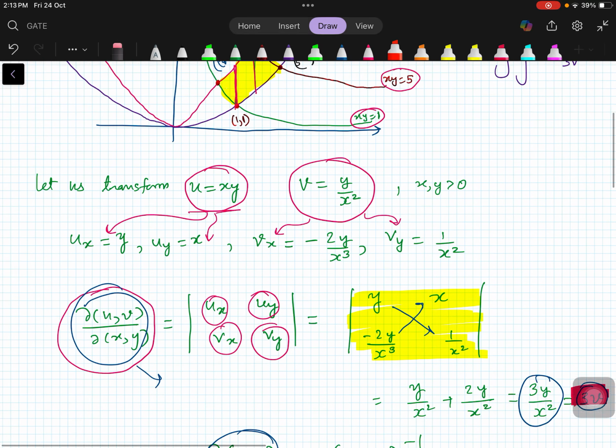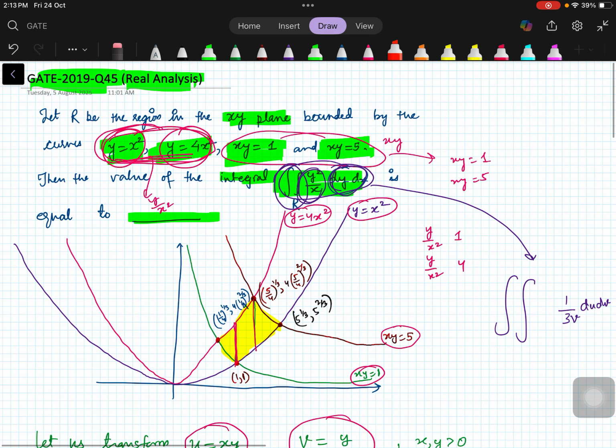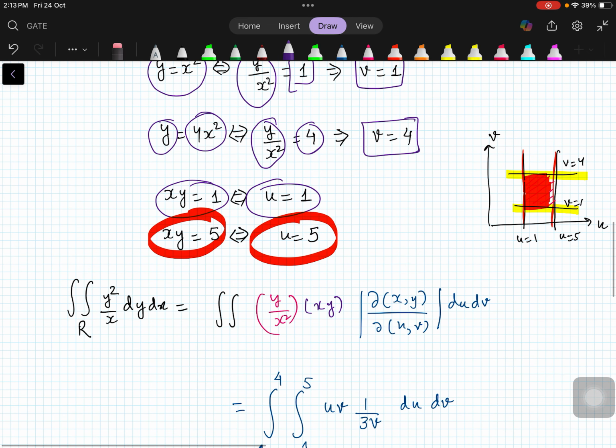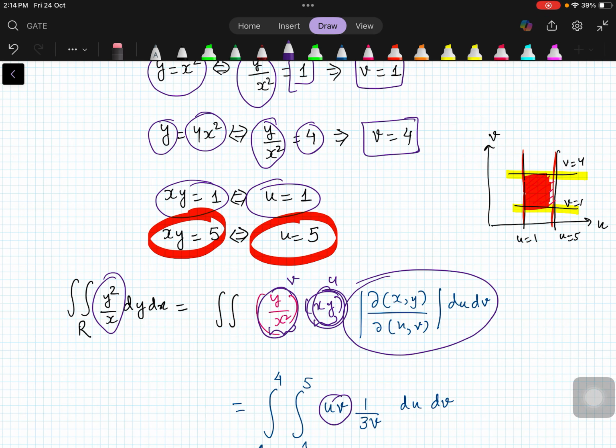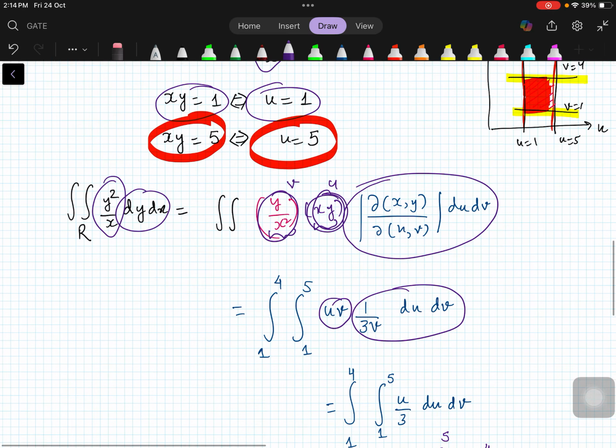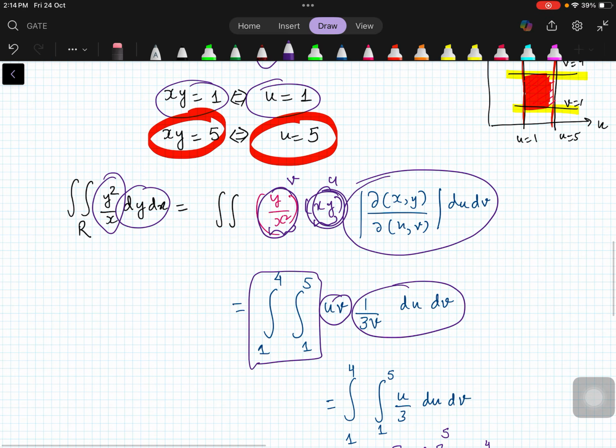And again you have this term, the integrand is y square upon x. What I have done is write y square upon x as y upon x square into xy. So this is v and this is u, sorry. So this becomes uv, and in place of the dx dy term we get this, and then this is the region of integration. You see, with this transformation this becomes a very simple problem of integration.